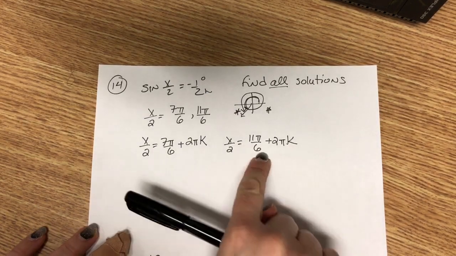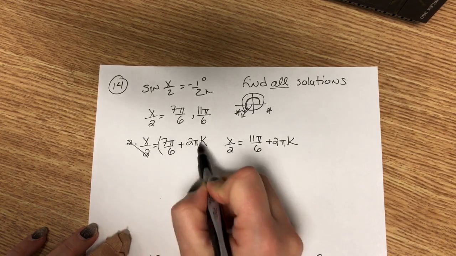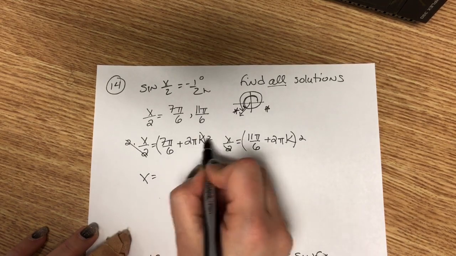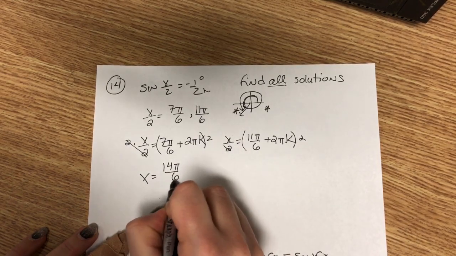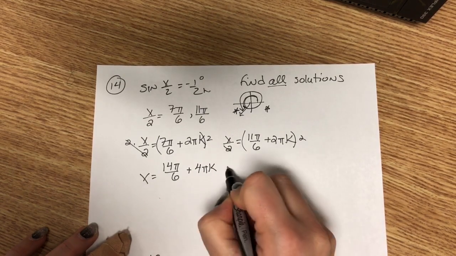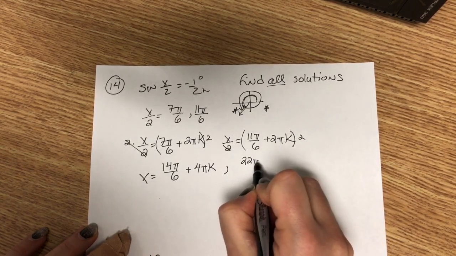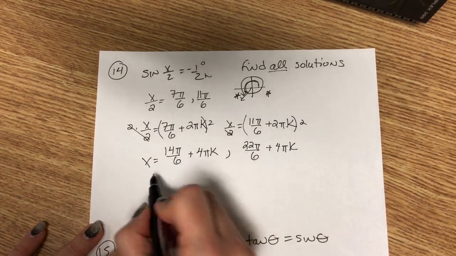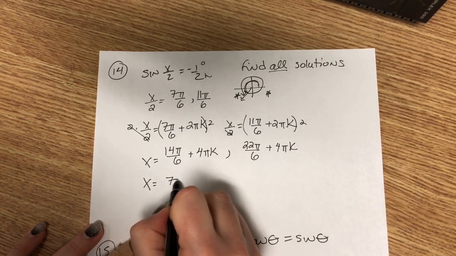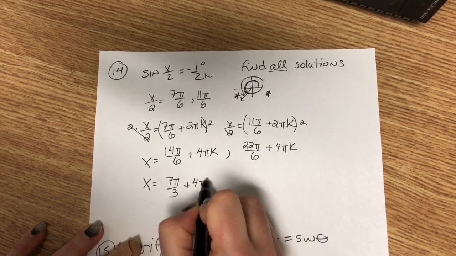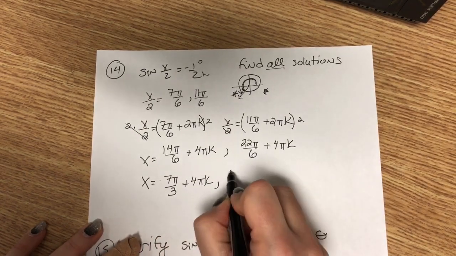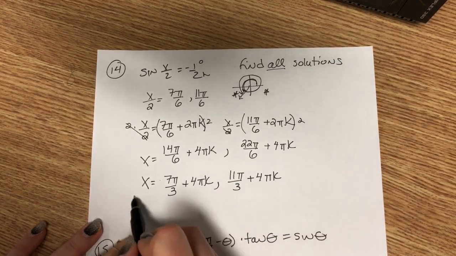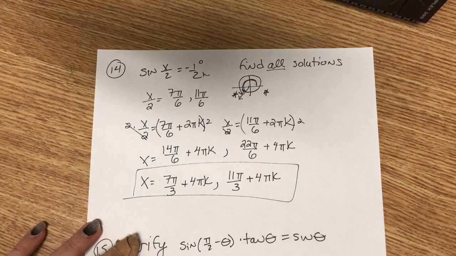So then I'm just going to solve each of these for x. So we'll multiply both sides by 2. So x is, this will give me 14 pi over 6 plus 4 pi k, or 22 pi over 6 plus 4 pi k. But then the 14/6 reduces to 7 pi over 3 plus 4 pi k, or this also reduces to 11 pi over 3 plus 4 pi k. So these are the 2 answers for 14 and 15.